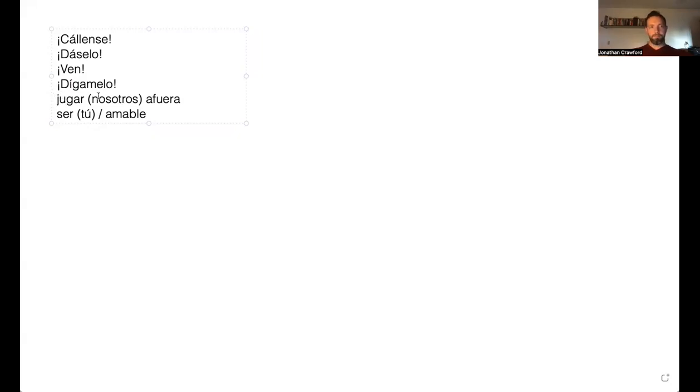Jugar means to play. Nosotros refers to us. So let's play. Afuera means outside. So upside down exclamation, capital J. Jugar is an AR verb. So it has to be in the nosotros form, jugamos. But since it's a command, the A turns into an E to say juguemos. So we turn this into an E. Juguemos.